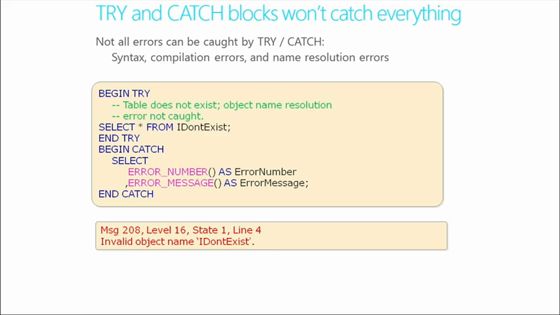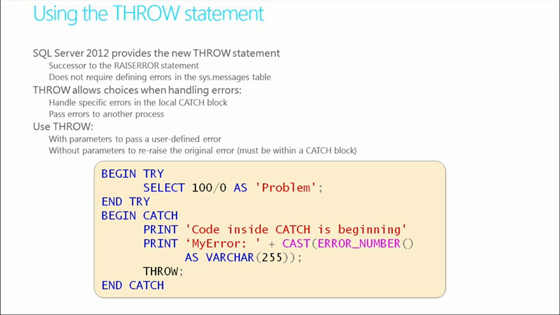So not all errors can be caught by try catch. There's some syntax, some compilation errors, and some name resolution errors that won't be picked up by the try catch. So what you need to do is make sure you test everything and not assume that it's going to catch an error. Cause an error on purpose that you would want to be thrown over into the catch area, so it would execute and display the message that's associated with that.